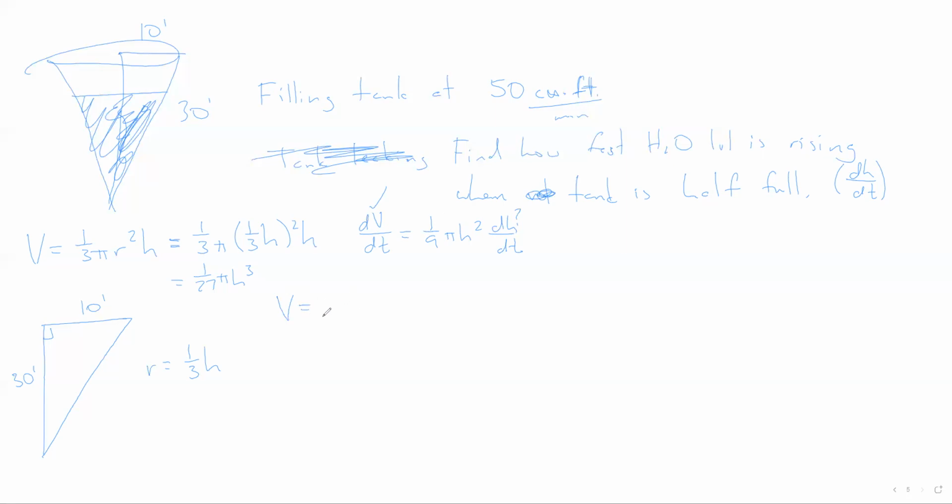Yeah, I like that. So the volume of the full thing is going to be 1/3 pi times 10 squared times 30, right? Which comes out to a number that you will tell me: 1,000 pi. It's nicer than I thought it was going to be. So what's the height going to be of the water when the volume is 500 pi?